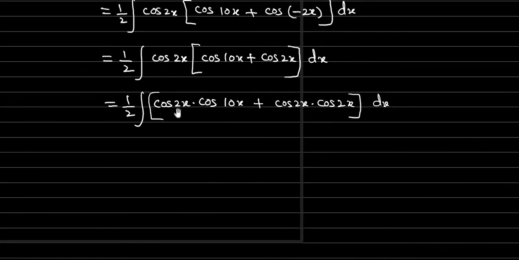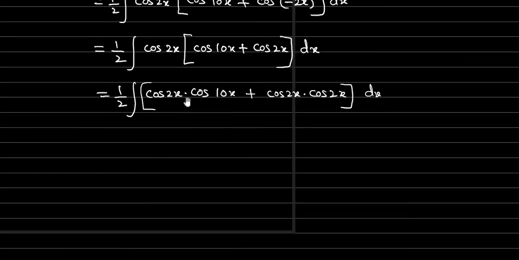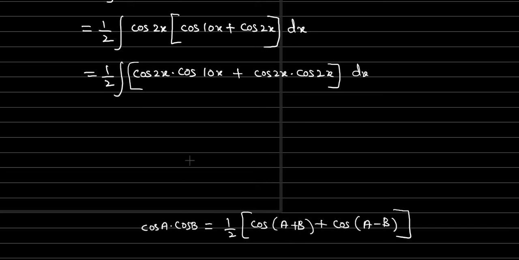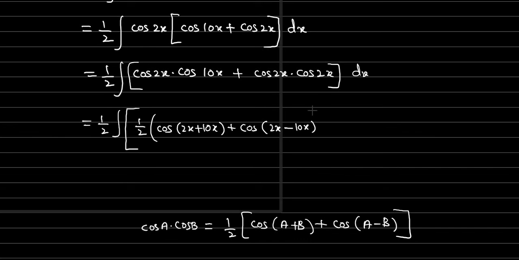And the first one, like the one formula we have used, cos A into cos B, the same formula we can use and expand this particular term. So what is that formula? Cos A into cos B is 1 by 2 of cos A plus B plus cos A minus B. So this is the formula, right? So once again I am going to use the same formula for the first term. 1 by 2 integral 1 by 2 cos A plus B, that is 2x plus 10x. Next plus cos A minus B, 2x minus 10x. Bracket close. And this one, cos 2x into cos 2x, is cos square 2x dx.